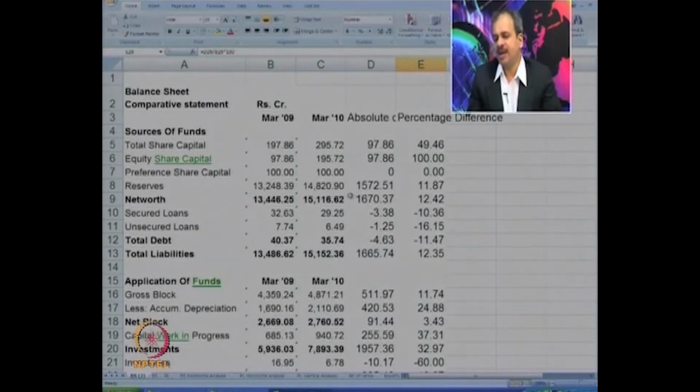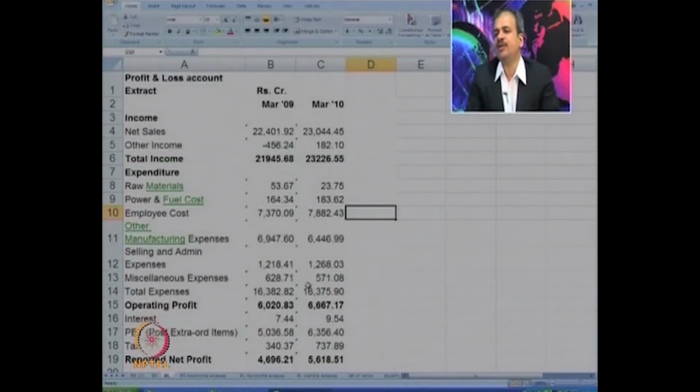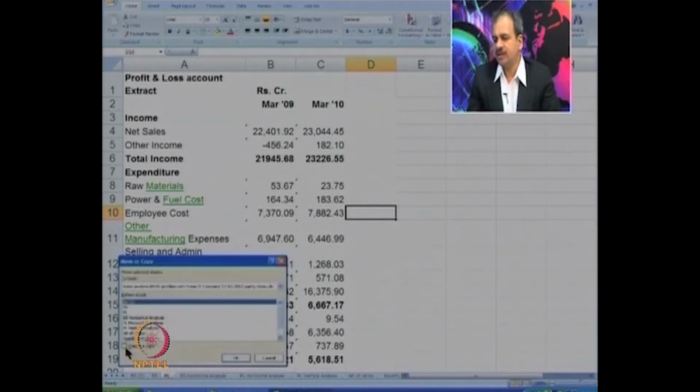Now this was a comparative statement. Now we can also calculate a common size statement, but I won't repeat it. We have done it many times. Let us go to the P&L account. Observe the profit and loss account carefully. These are the figures in the P&L. I'll make a copy of this so that we can go for solving it.